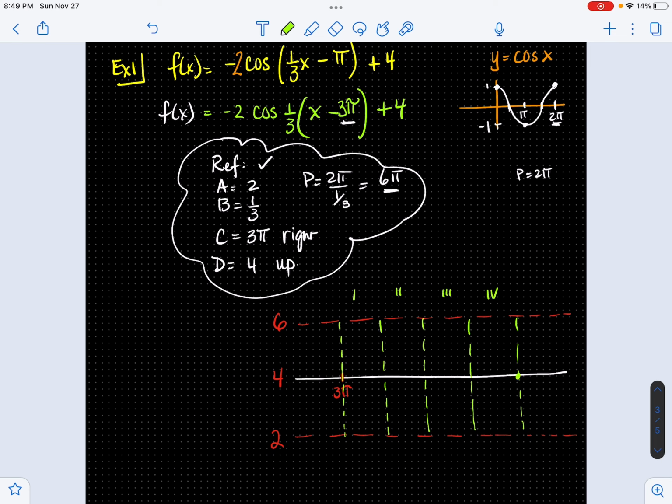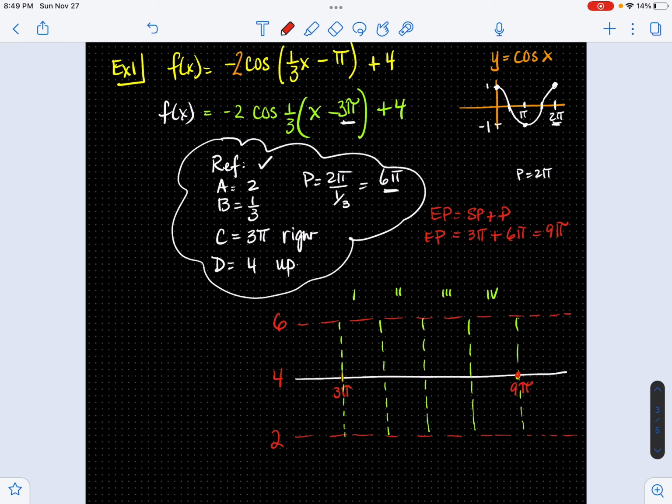And I need to now know the end point. And for that, the end point is equal to the start point plus the period. 3 pi plus the period, 6 pi, is equal to 9 pi, which is the end point right here. So this one will be labeled as 9 pi.